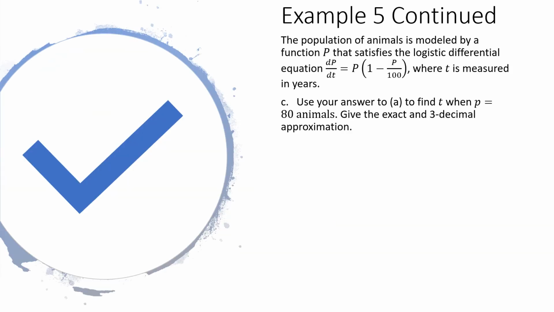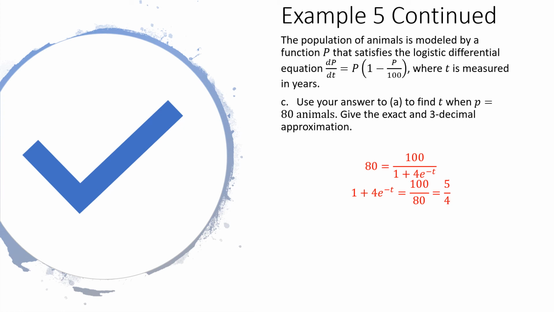All right, example 5 continued. So if we just keep going with that same scenario with the animals, it says use your answer in part A to find t when P equals 80, and again give your answers as exact and approximations. So this time, if P equals 80, I have 80 equals 100 over 1 plus 4 e to the negative t. I'm going to multiply both sides by 1 plus 4 e to the negative t and divide by 80. So I get 1 plus 4 e to the negative t equals 100 over 80, which is really just 5/4.